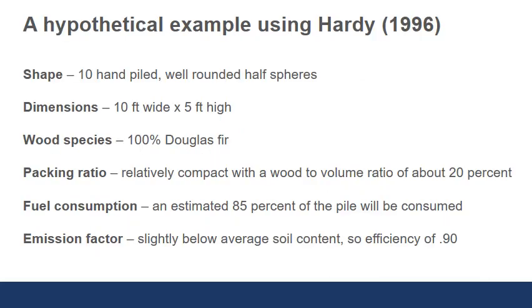Next, we will consider a hypothetical example using Hardy's method. Assume a Douglas fir stand has undergone thinning. As part of the treatment, we have 10 slash piles that were constructed by hand, resulting in well-rounded half spheres. Suppose each pile is 10 feet wide by 5 feet high and consists of 100 Doug firs. We estimate the packing ratio to be 20% and the consumption to be about 85%. Since the pile was hand-piled and is considered clean, we will use an emission factor of 0.9.